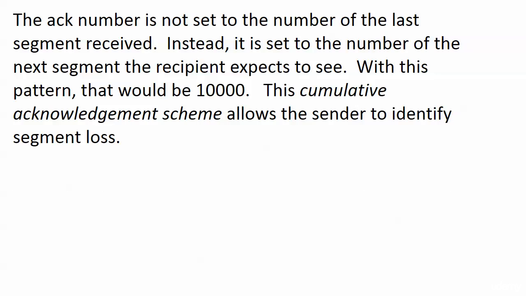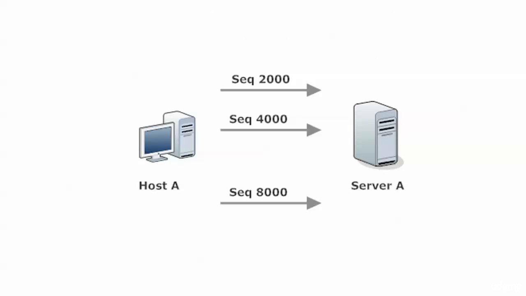Now, the ACK is not set to the number of the last segment received. And you would think that it might be, if you hand me 4 segments and I say, hey, the last one I got is segment 8,000. What it does instead is it sets that number to the number of the next segment the recipient expects to see. This is what we call a cumulative acknowledgement scheme. And with this pattern, as we saw, the next number would be 10,000, and this allows the sender to identify segment loss, as in this situation, where the server receives 2,000, 4,000, and 8,000, but segment 6,000 got lost along the way. So what happens in this situation, we'll pick right up here at the beginning of the next video.